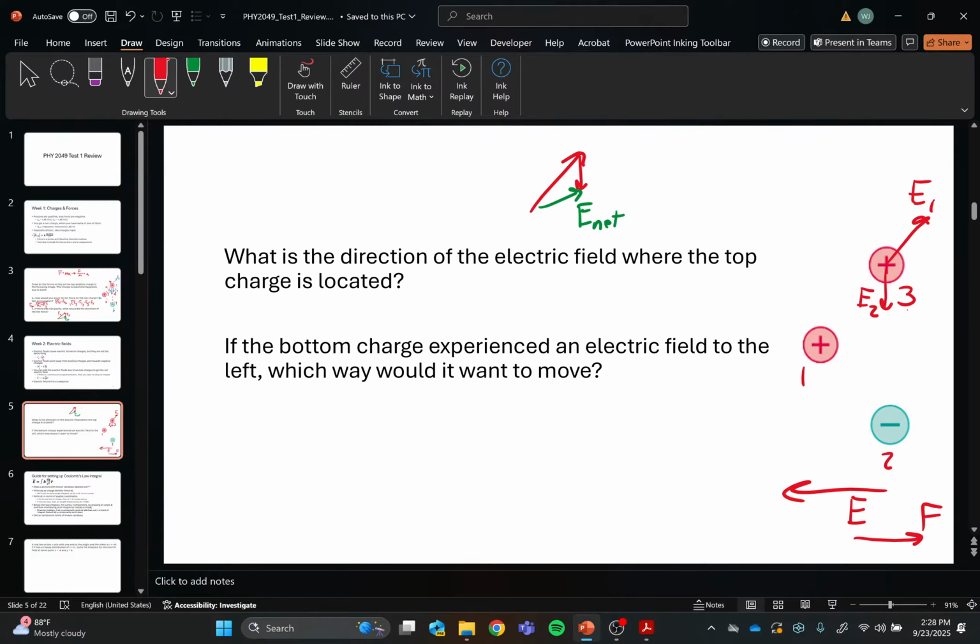Boom. Forces to the right. Which way is it going to move? To the right. Why? There's a force to the right. Why? Because fields are defined in the direction a positive charge would move, so negatives do the opposite. Negatives always do the opposite of what a positive charge will move.